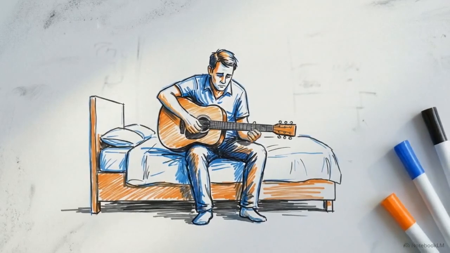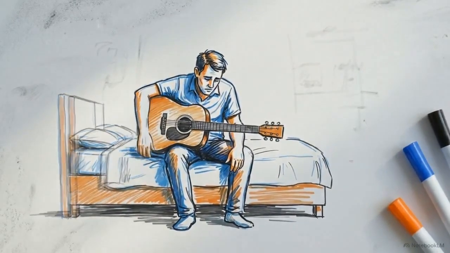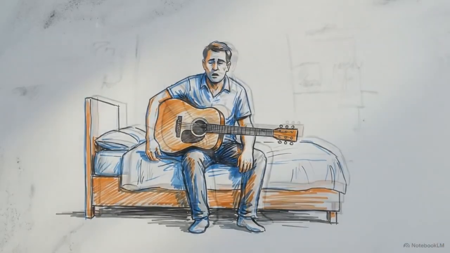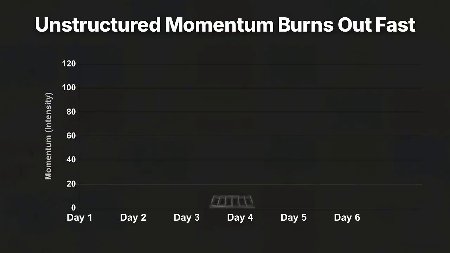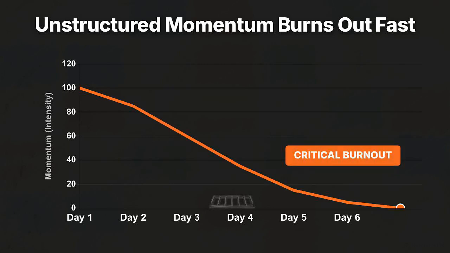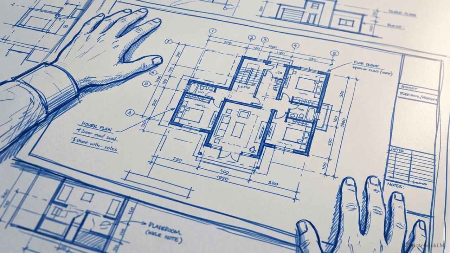Most people fail to learn a new skill because they set a vague goal and rely on daily motivation to decide what to do. Without a structured, actionable architecture to guide them, that initial momentum usually burns out within the first week. To fix this, you need to build that architecture right now.